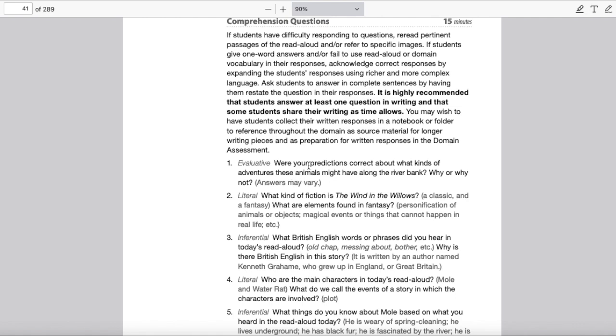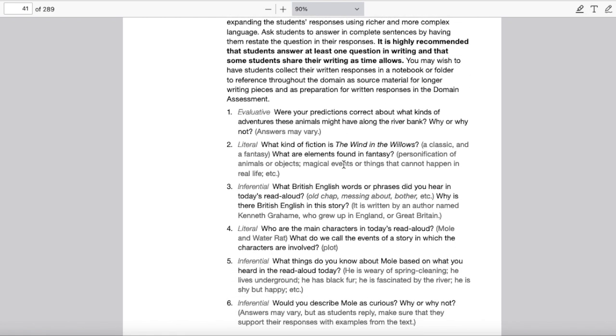So the predictions they made earlier, were they true? What kind of fiction is The Wind in the Willows? And you can give them different groups, classic, fantasies. What are the elements found in fantasy? Personification. Again, personification is something we've covered in previous core knowledge units as well. So she knows what that means already. And then we talk about the British slang. So this is retrieval practice.